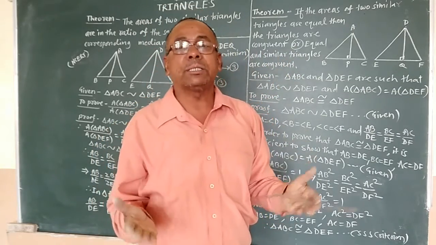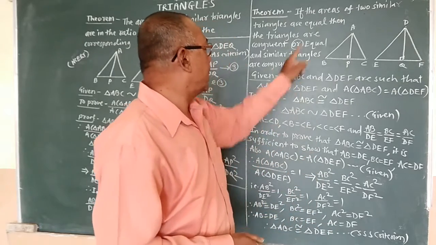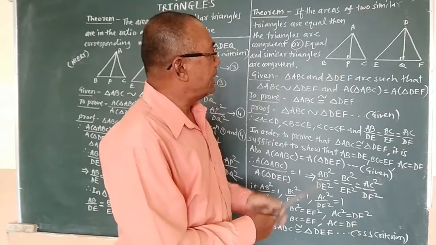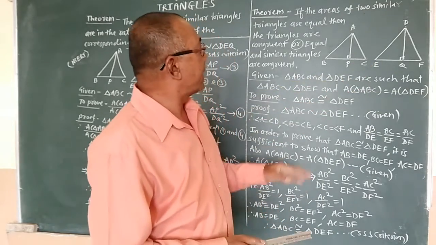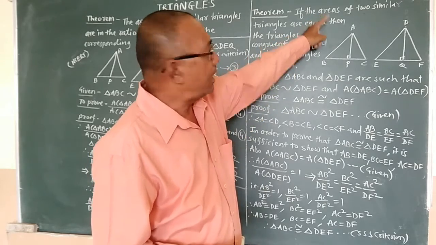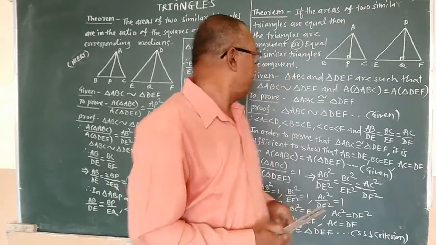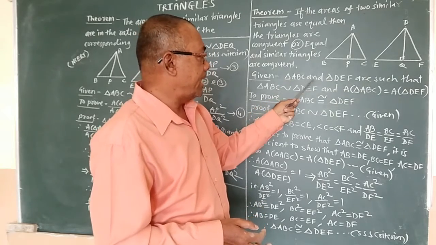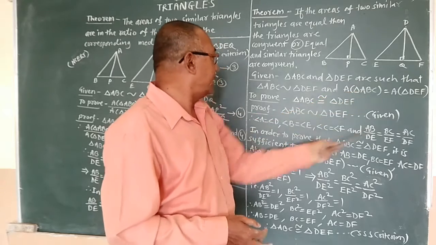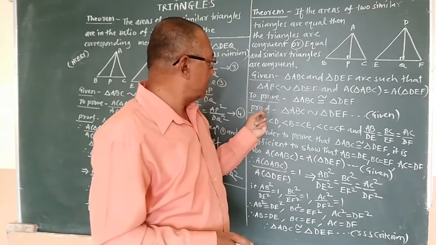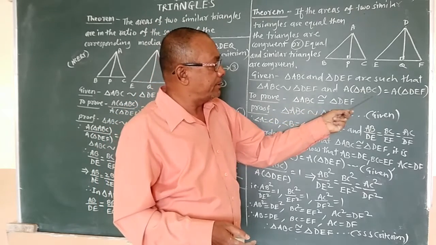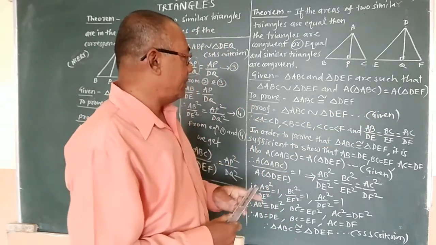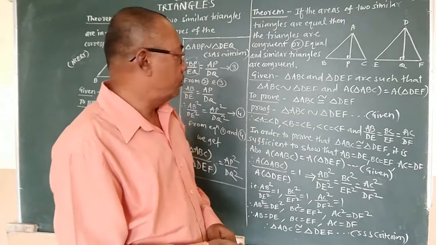Both the triangles are equal means they are congruent, but we have to prove that equal and similar triangles are congruent. So here triangle ABC and triangle DEF are both of equal area and both are similar. Here we will write the given information for these two figures: triangle ABC is similar to triangle DEF, and area of triangle ABC is equal to area of triangle DEF, so both the triangles have equal area. Now we have to prove that both the triangles are congruent.